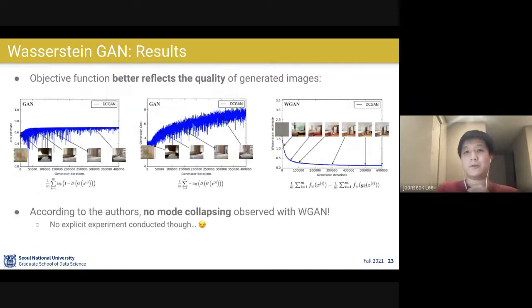So here are their results. With the GAN, we knew that its objective function doesn't say anything. Even though it's staying the same, we still observe that the quality gets better. In this WGAN, the loss function is reduced like this, as we've seen in other machine learning models. And the quality also gets better according to the loss function, which is ideal. And according to the paper, they argued that they solved the mode collapse problem without any interesting experiments. So I don't know. They just argued that. But yeah, who knows?